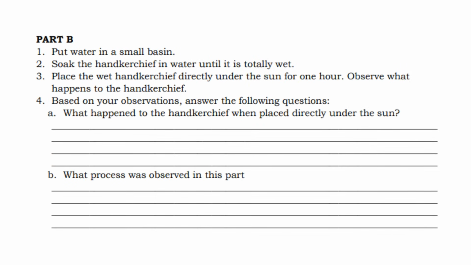Here's part B. Number 1, put water in a small basin. Number 2, soak the handkerchief in water until it is totally wet. 3, place the wet handkerchief directly under the sun for 1 hour and observe what happens to the handkerchief. And number 4, based on your observations, answer the following questions.